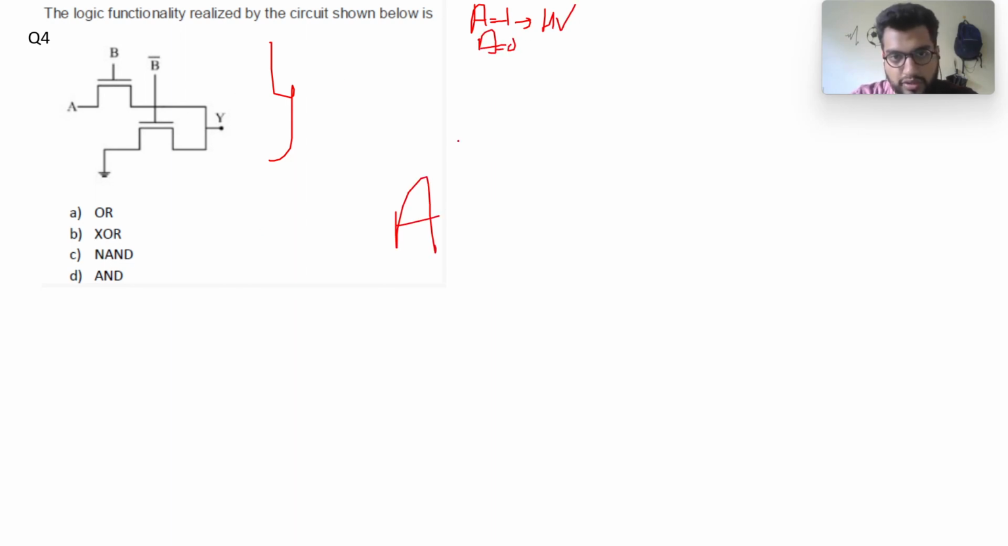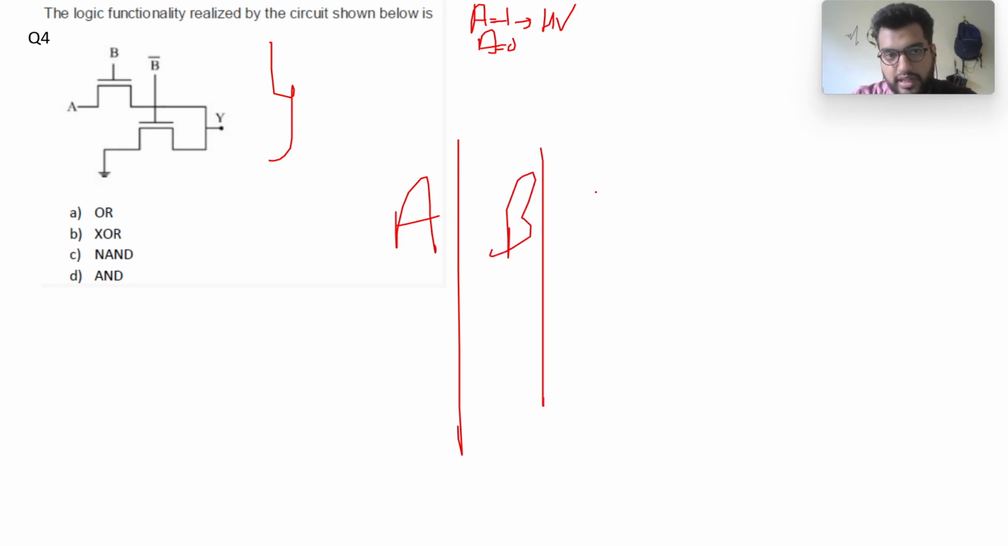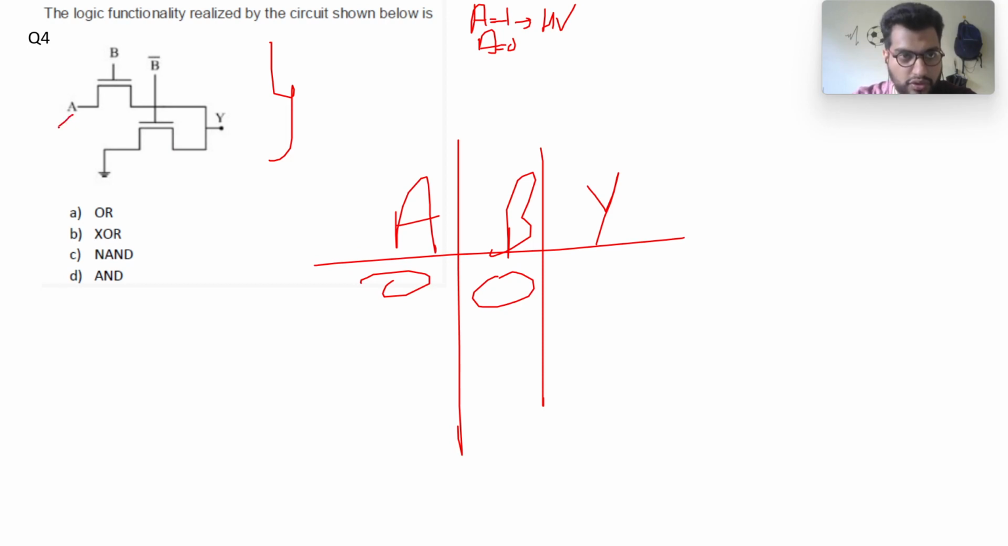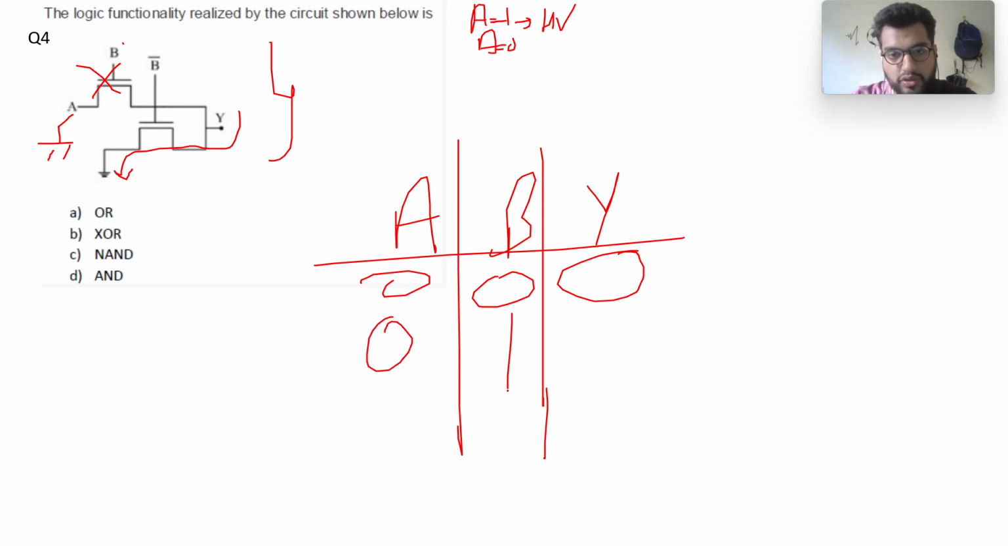So let's just make the truth table and deduce what logical functionality it performs. A B is equal to 0 0. So A is equal to 0, so this will be ground, and B is equal to 0. So this transistor, because at the gate it's 0 volt, will be off. Then B bar is the high voltage, so this will be 1. So Y will be connected to ground, Y will be equal to 0. Then A is equal to 0, B is equal to 1. So A is again connected to ground, B is 1, so this transistor will be on, B bar will be off. So again Y is connected to ground via this transistor, so Y will be equal to 0.